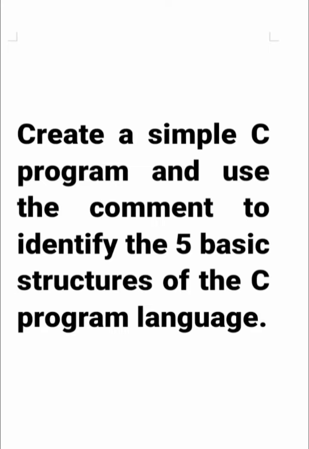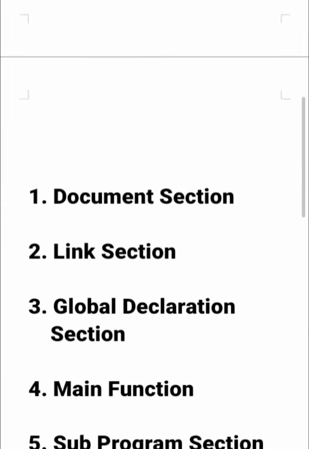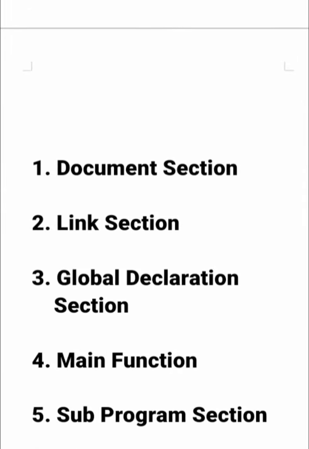Everyone, I'm Chazal Gianrias, and today I will be creating a simple C program and use the comments to identify the 5 basic structure of the C program language. So basically the basic structure have a document section, the link section, global declaration section, the main function, and last is the subprogram section.